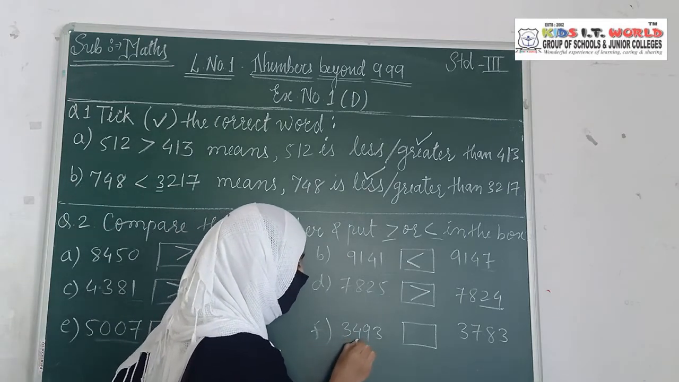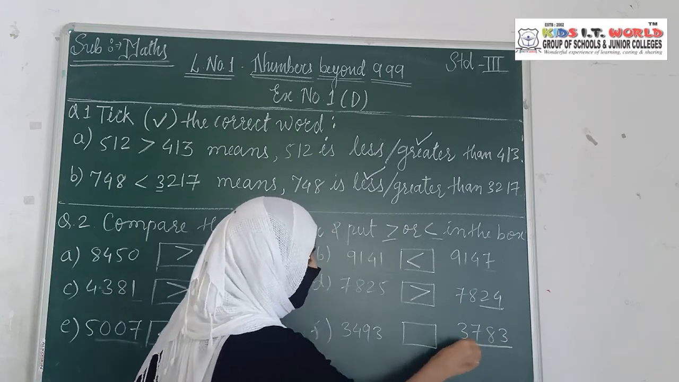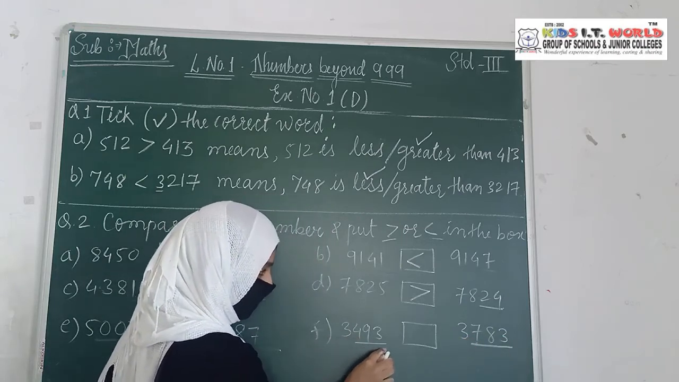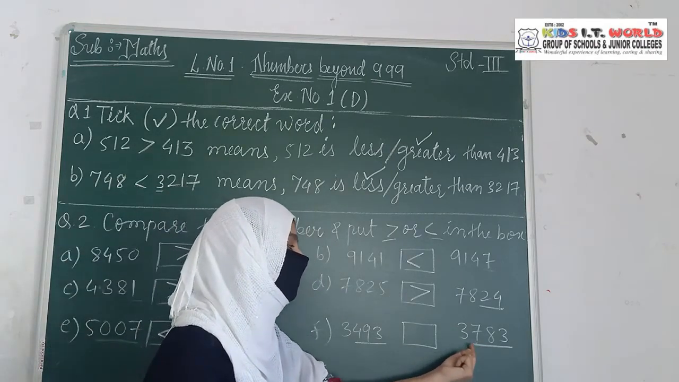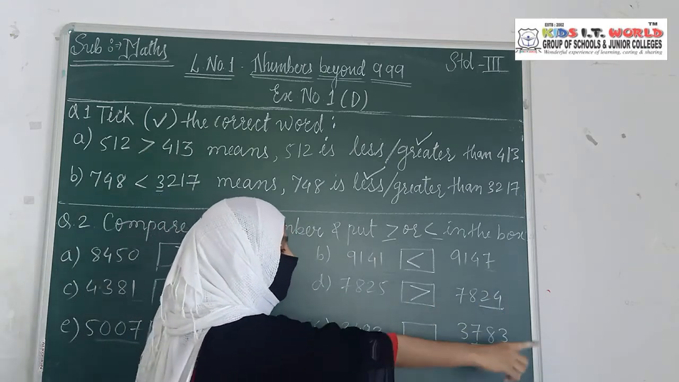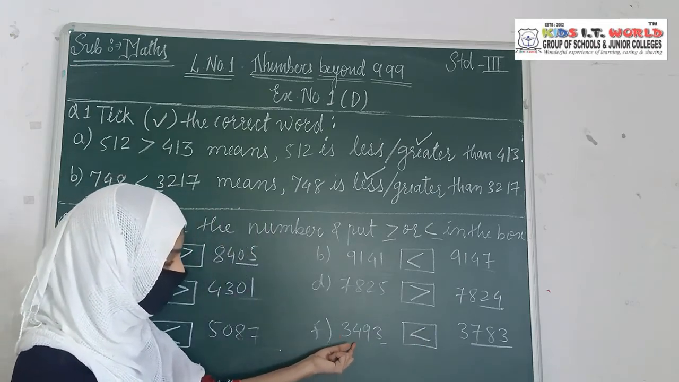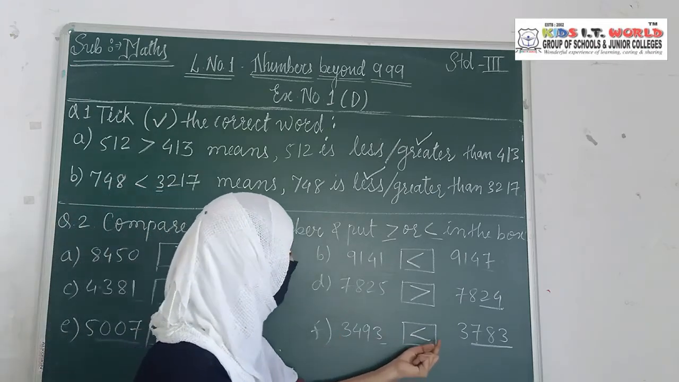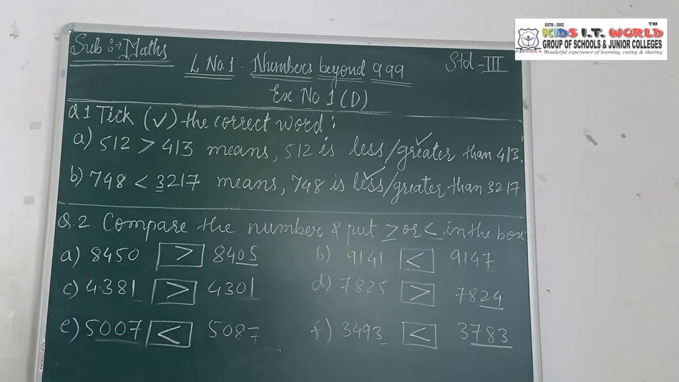Now in the same way we will do the last one. Here 3493 and it is 3783. See the three digits. It is 493 and it is 783. Which number is greatest? 783. So this number is greater than this one. So the face of the symbol will be on the right side. So read it. 3493 is less than 3783. In this way you have to compare the numbers by putting the symbol less than or greater than.